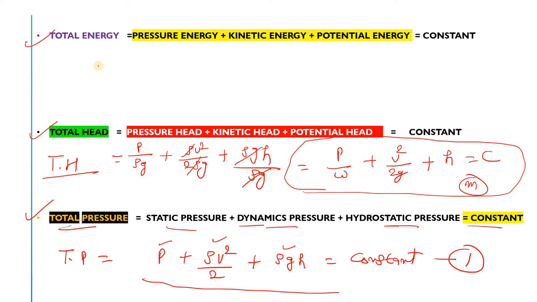And you can also express the equation with respect to total energy. So let me know in the comments box what will be the formula of the pressure energy plus kinetic energy plus potential energy, as you know the formula of the total head. This is the homework for you all. Please let me know in the comments box, because you should also know about it, right? And if anyone gives the right answer, I'll heart his or her comment.